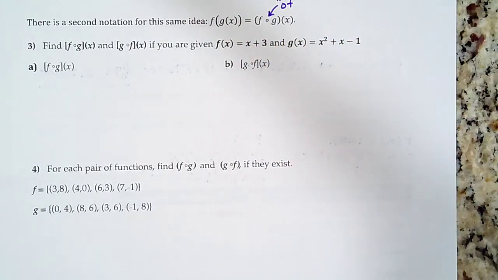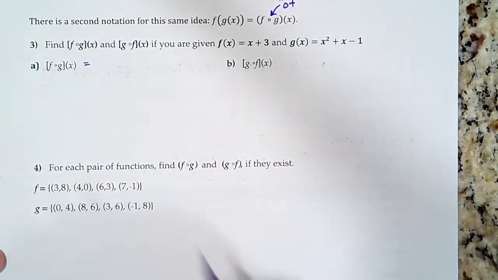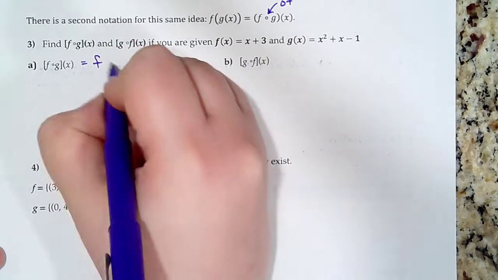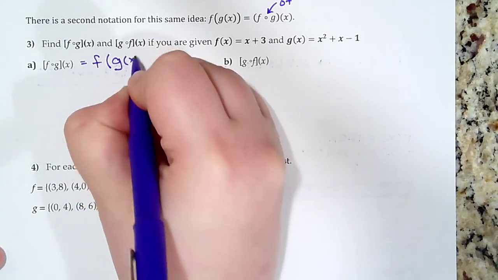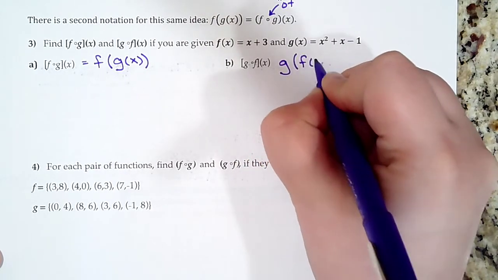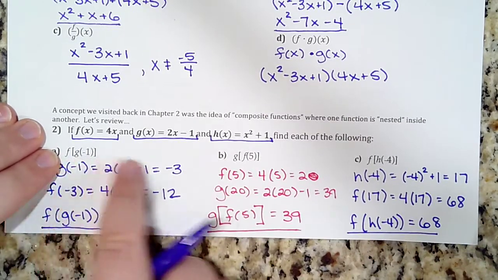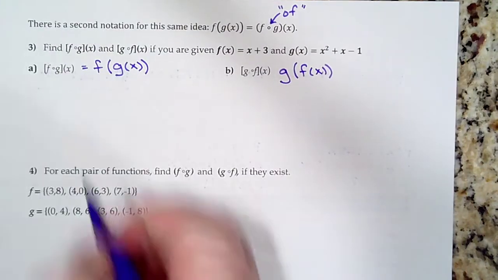Of g of x. So in number 3 here, if it says find f of g of x and find g of f of x, and we are given those pieces, the same thing applies. And if you need to rewrite these to help you, go ahead. This is the same thing as f of g of x. And the second one is the same thing as g of f of x. Notice, those are the same two notations that we had down here at the bottom. We've seen this before. So this now becomes the same thing.